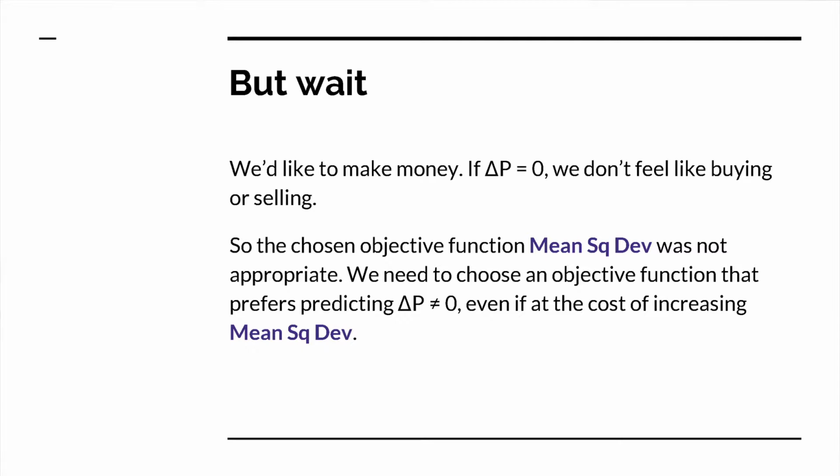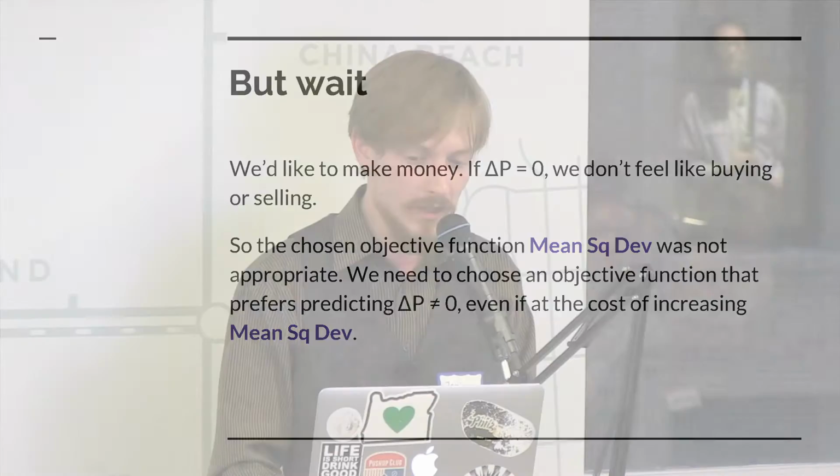And it means that our objective function that we've chosen, this mean squared deviation, is not really appropriate for the task if we actually care about making profits. So we need to choose an objective function that somehow favors the predictions that are not zero, even if they will increase the mean squared deviation.